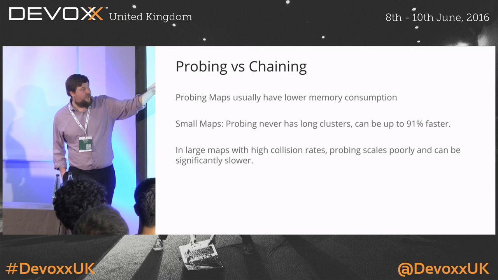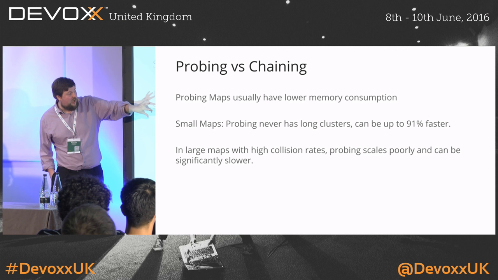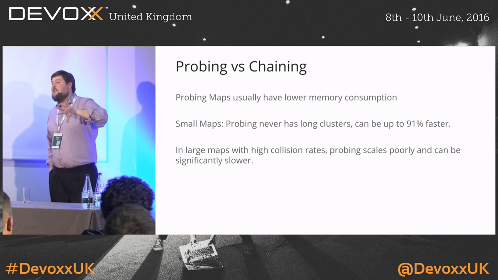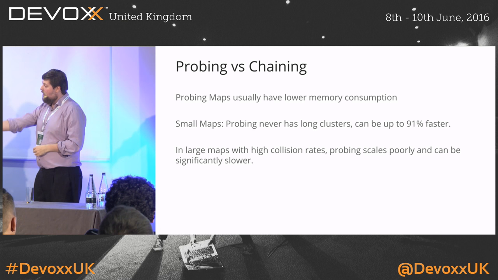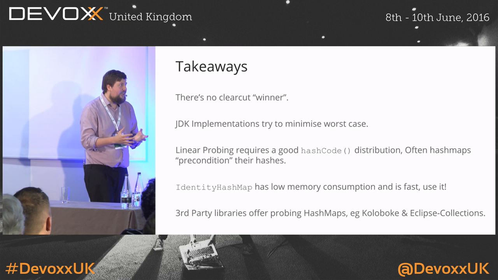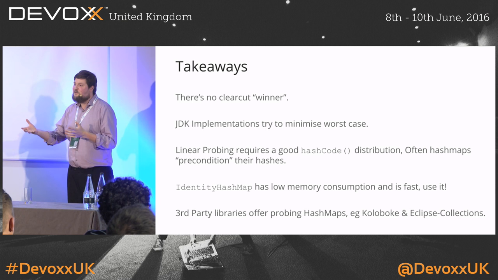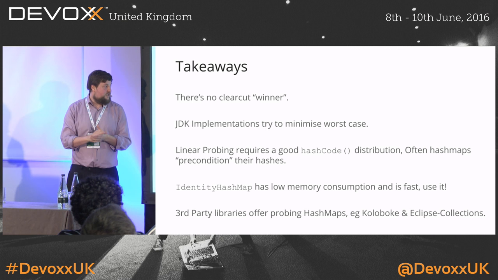However, if you have large HashMaps, and especially HashMaps that have higher collision rates, probing ends up scaling very poorly. And that's one of the key reasons why the Java util HashMap is still chaining based, because in that kind of worst case scenario, it still does very well. So there's no clear-cut winner here. The JDK implementation tries to minimize the worst case, whereas some of the third party implementations go for a really good best case, but you can have quite nasty trade-offs if you have poor hash distributions.